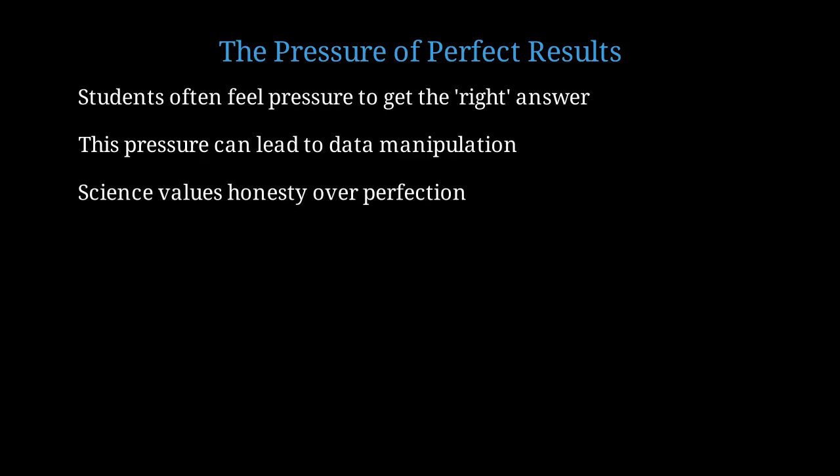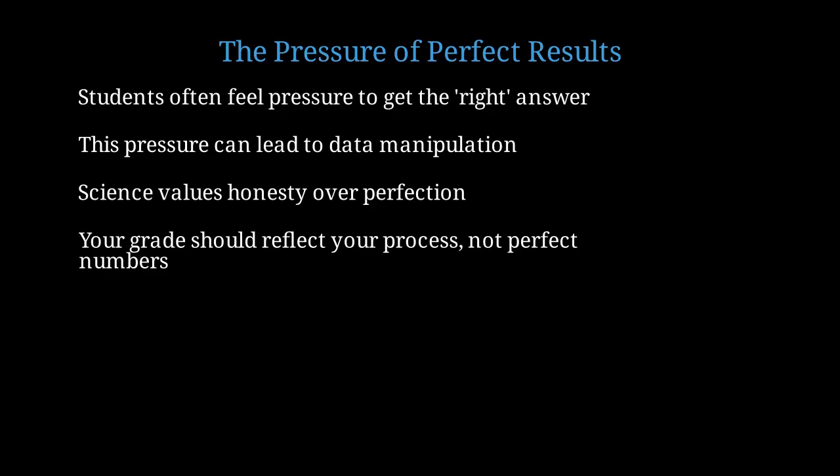Science values honesty over perfection. Real experimental data is messy. Real measurements have uncertainty. Real experiments sometimes fail. Your grade should reflect the quality of your experimental process and your honesty, not whether you got the exact textbook value. Let's talk about the actual process of recording measurements.